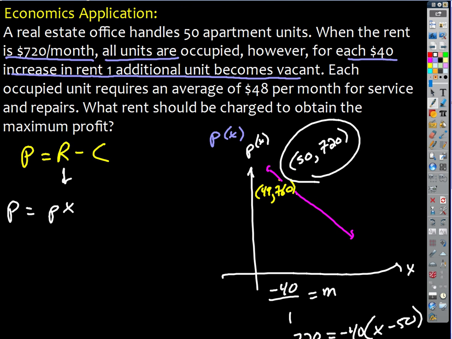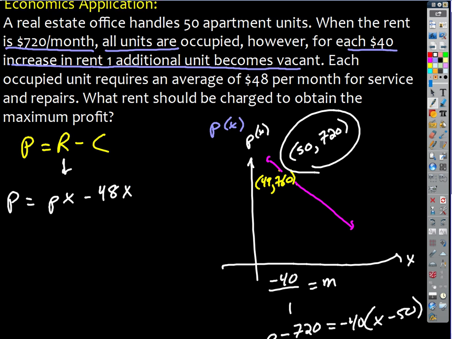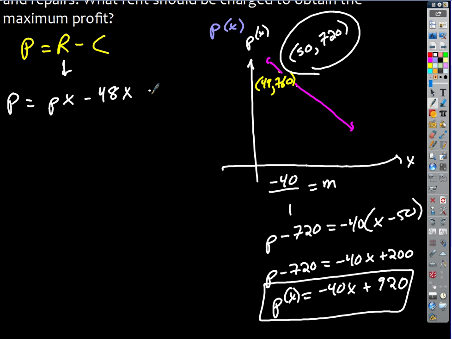Now, what's my cost going to be? 48 times X, because this is the amount that we're paying for service and repairs for each occupied unit. The number of occupied units is X, right? So we're just going to subtract 48X. Okay, does that make sense? Questions on that? So this is the amount of money we got coming in, this is the amount of money we got going out, okay? Oh, and what's our domain going to be? It can't go to infinity. The independent variable is the number of units occupied. So 0 up to full occupancy, which should be 50. Right? So there's our function.